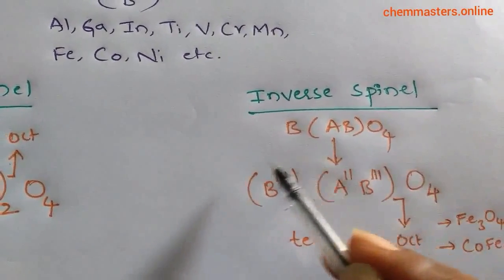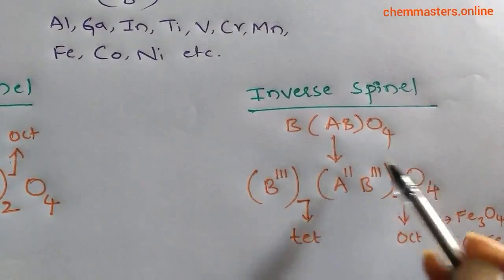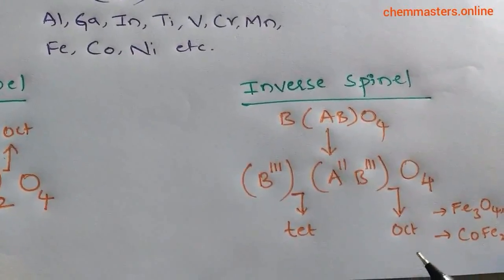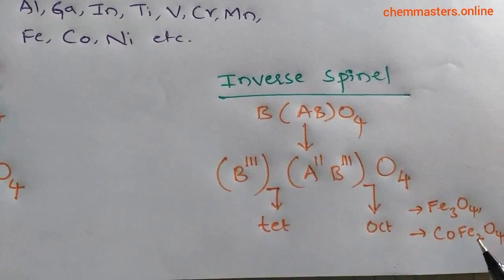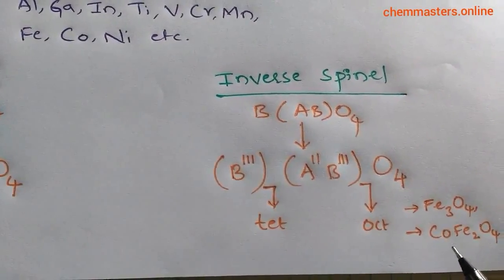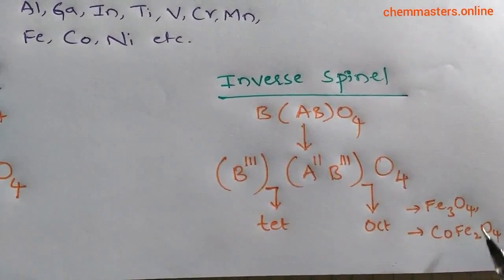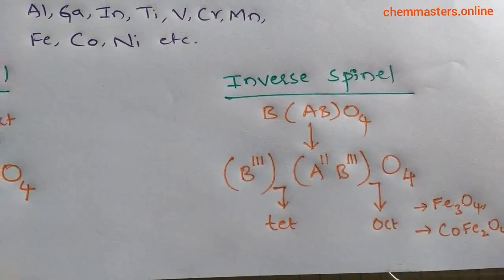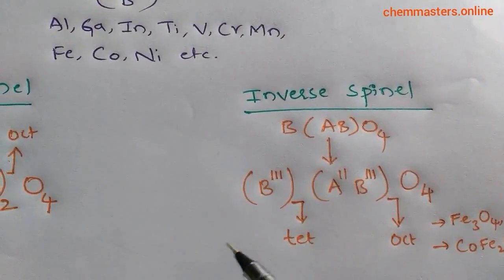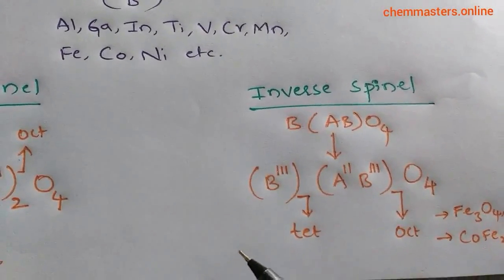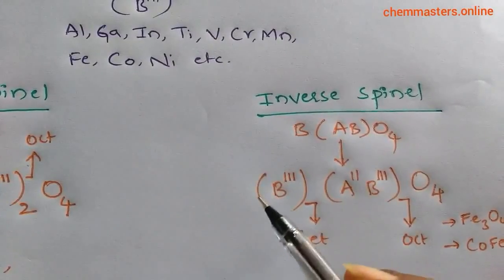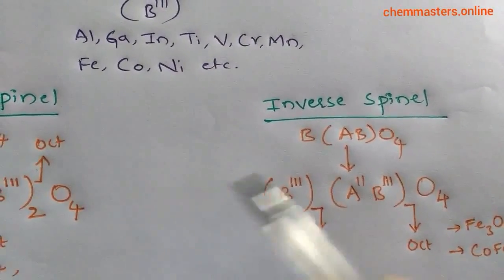If we observe this kind of arrangement in a given spinel, then we can call it an inverse spinel. Some examples of inverse spinels are Fe3O4 and CoFe2O4. These are considered inverse spinels. In the continuation of this lecture, we are going to work on more examples and easy methods to determine normal spinels and inverse spinels.